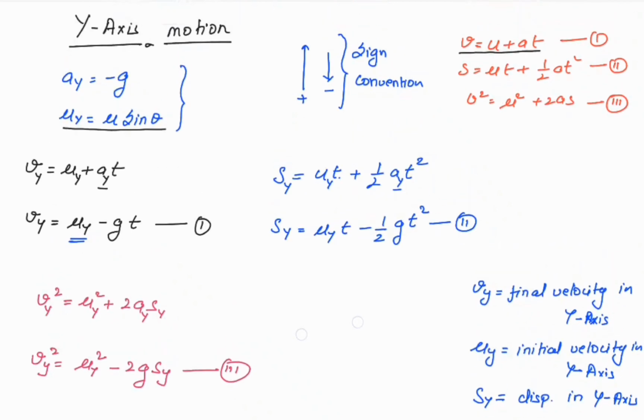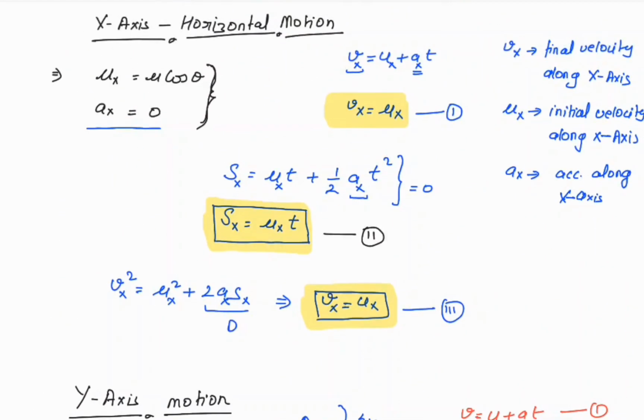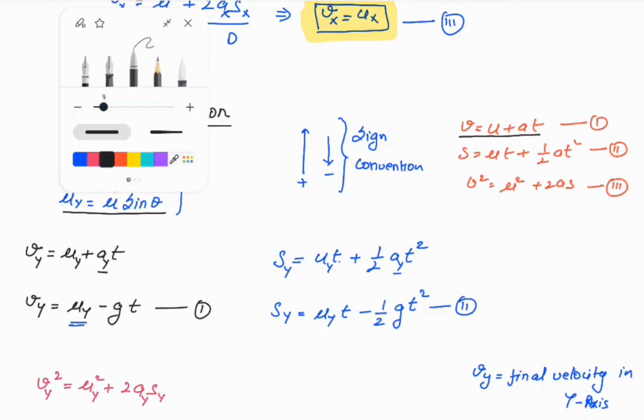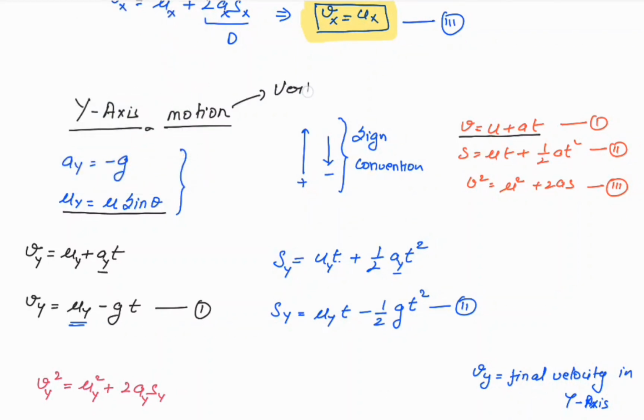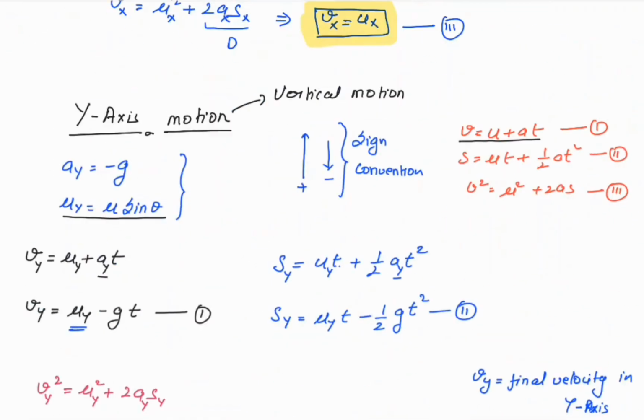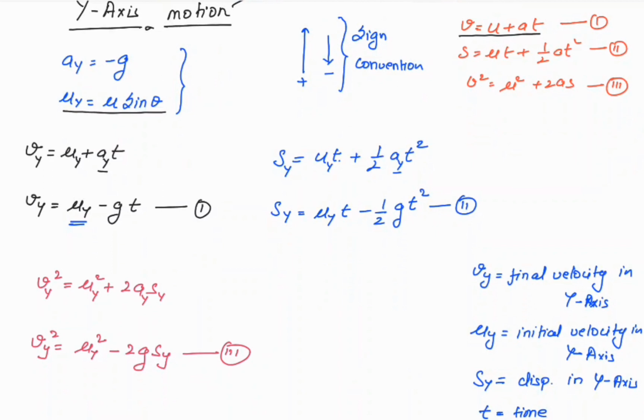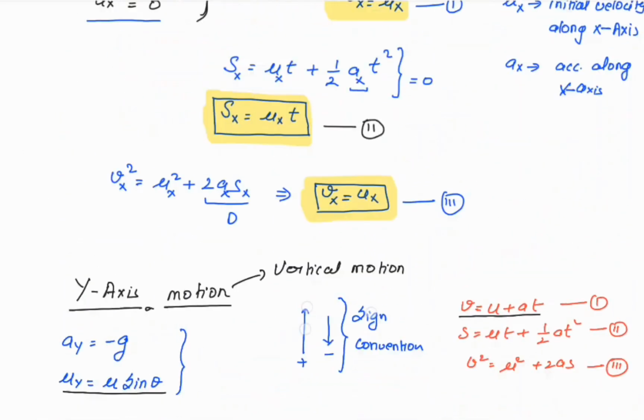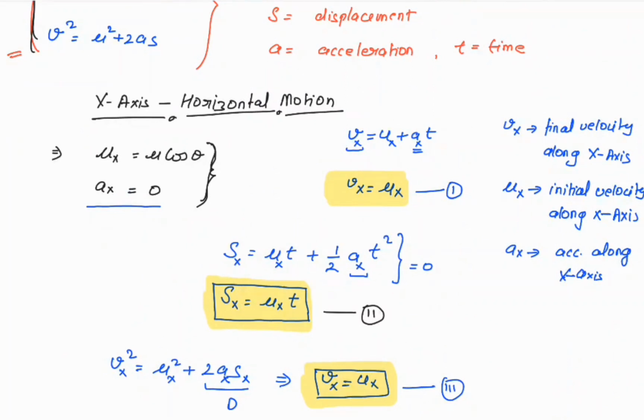Just remember these things. Now you have to remember these three equations of x-axis motion, which you can call horizontal motion, and y-axis motion, which is also vertical motion. When I solve numericals or find the values of parameters, I will use these three or these three, or both at a time if required in the same numerical. When we discuss y-axis motion, we will use these three equations, and when we discuss x-axis motion, we will use these three equations.